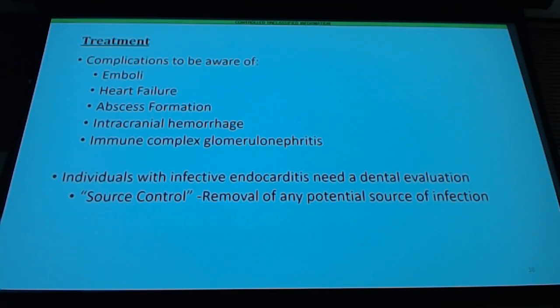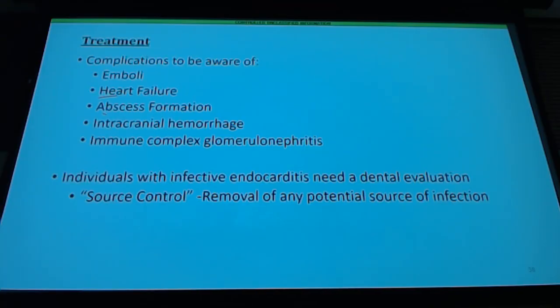So what we need to be on the lookout for is chips breaking off of that vegetation and getting sent downstream, even if it hasn't happened by the time they come and see you. They could start to develop heart failure, so monitor the status of their heart and its function. They may start to develop abscesses in other locations. Just because we're watching that vegetation, it doesn't mean that some of the bacteria can't get to other parts of the body and then cause abscesses to form.